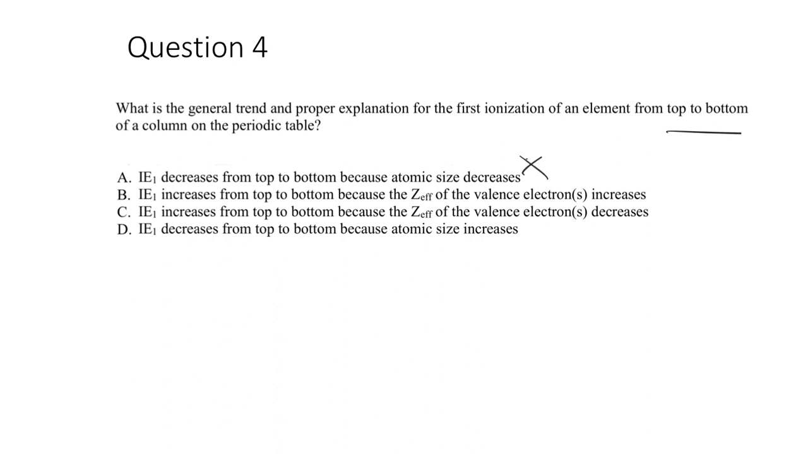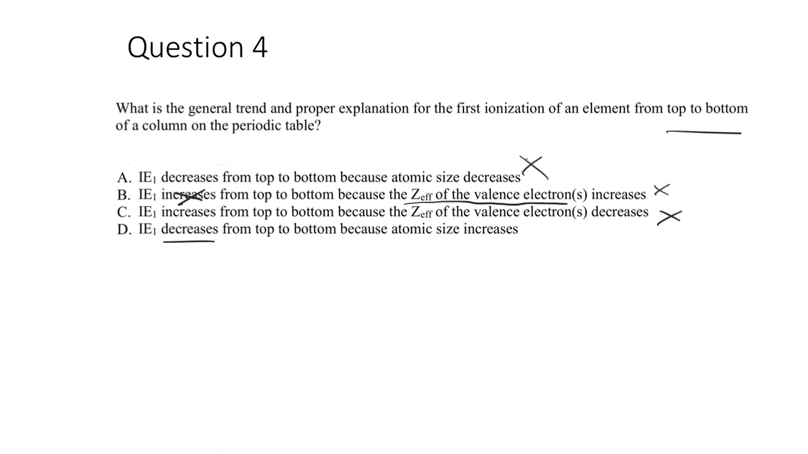Ionization increases from top to bottom because the effective nuclear charge increases. The effective nuclear charge does increase, but that's not the explanation. The ionization energy doesn't increase, the ionization energy decreases. So statement B is wrong because the IE doesn't increase generally from top to bottom, it decreases generally from top to bottom. The IE1 increases from top to bottom because the effective nuclear charge decreases.